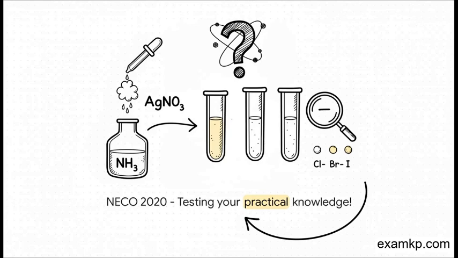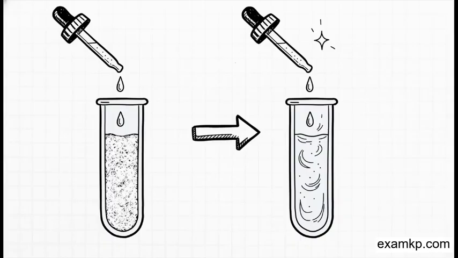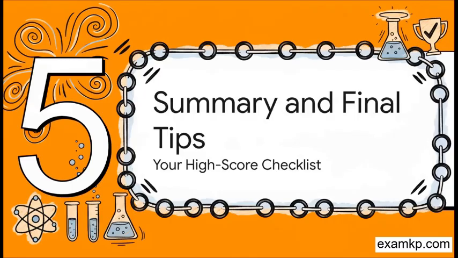The first clue is the white precipitate with silver nitrate. That narrows it down. But the confirmation is that it dissolves in ammonia. That combination, white precipitate that is soluble in ammonia, is the specific, definite test for the chloride ion. The other precipitates are not so soluble. This is exactly the kind of question you will see in your practicals.